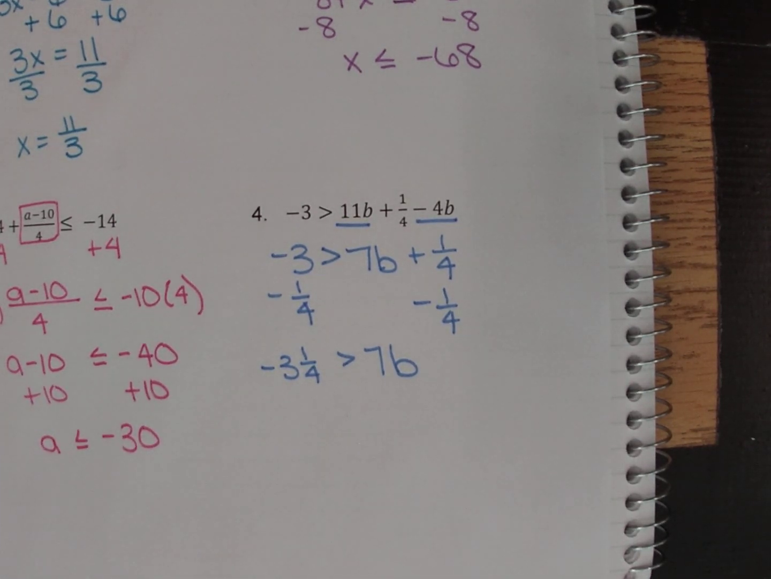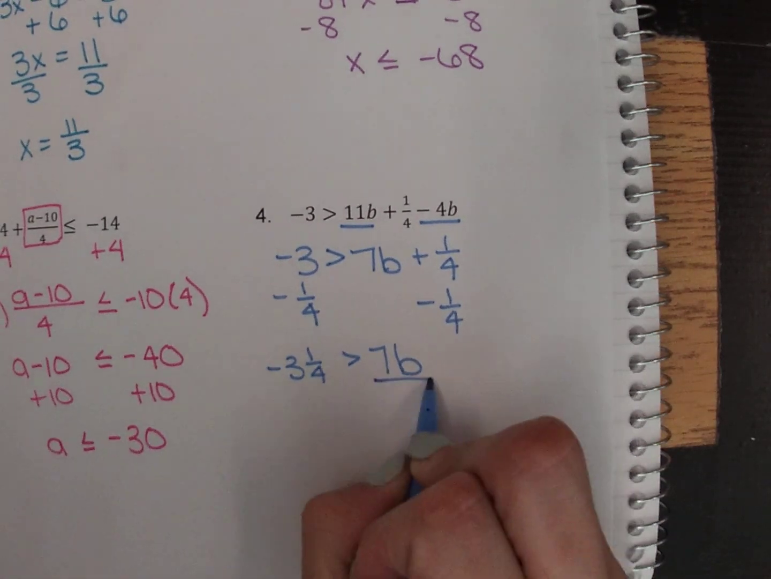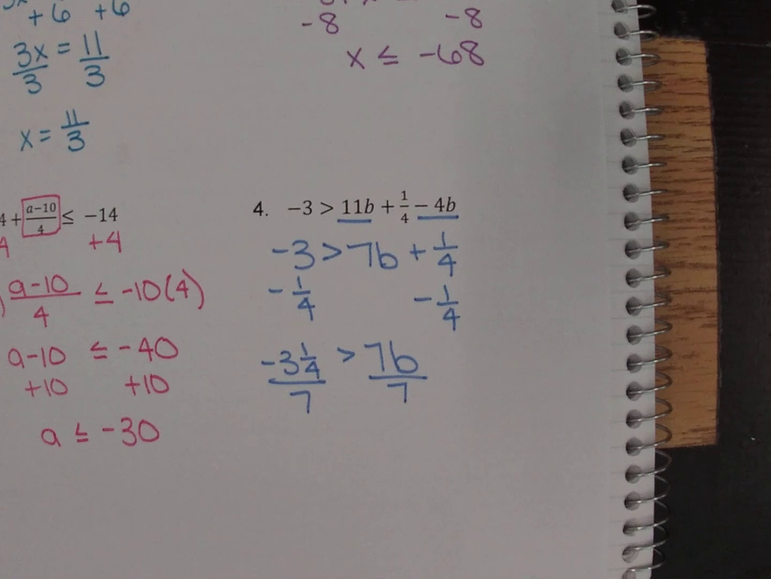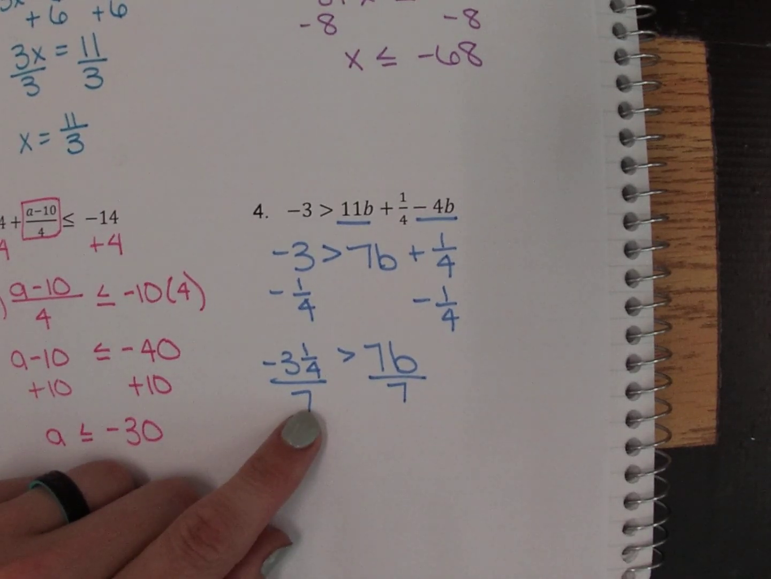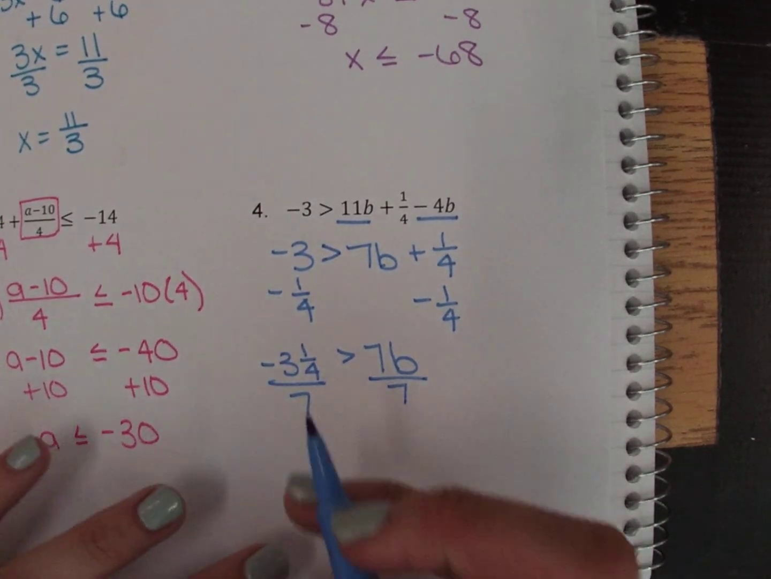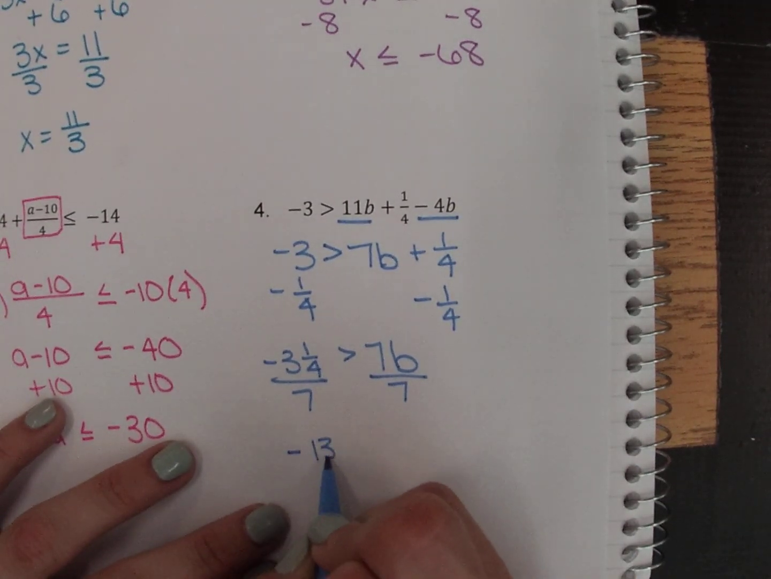And then we are going to undo multiplication with division. Okay, so again, if you need to use your calculator, that's fine. Let's see, we're going to divide this by a 7. We are dividing by a positive, so we're not flipping the sign.